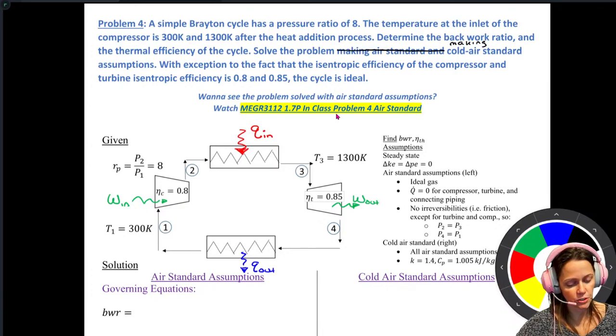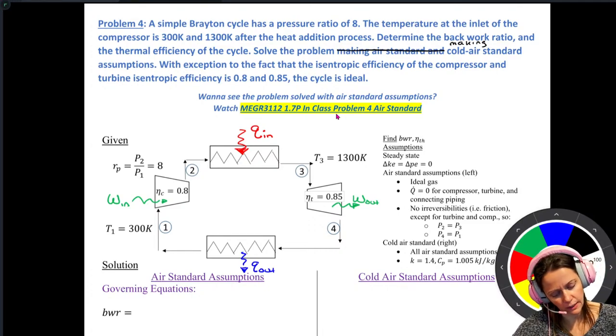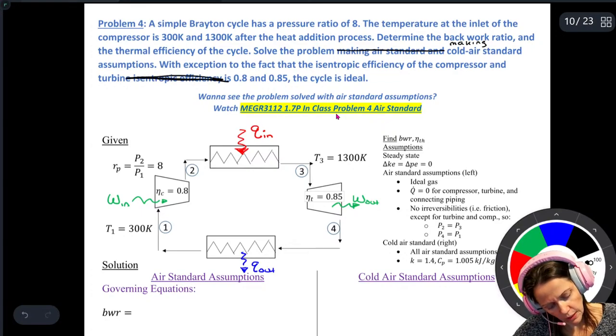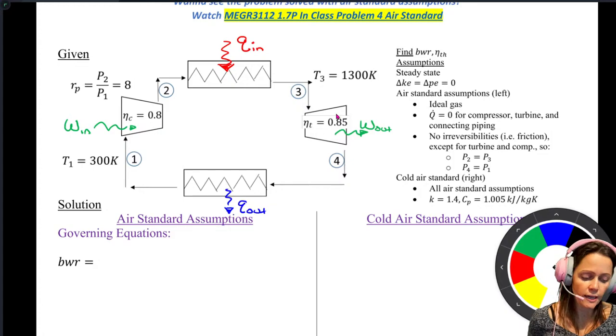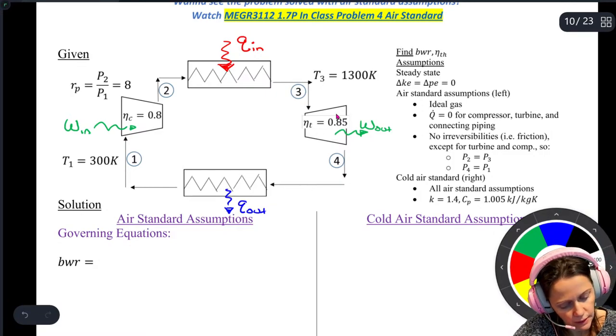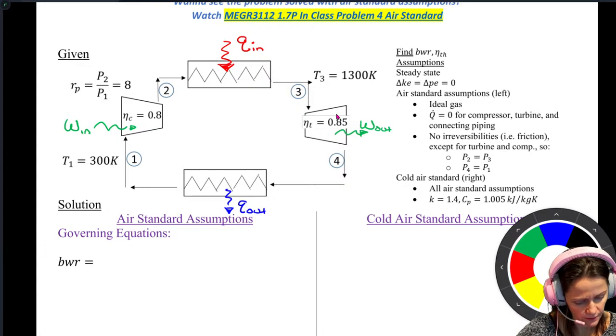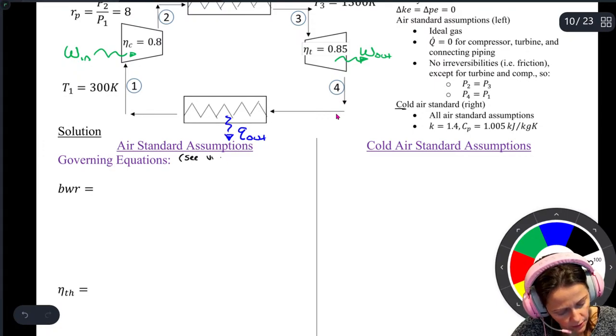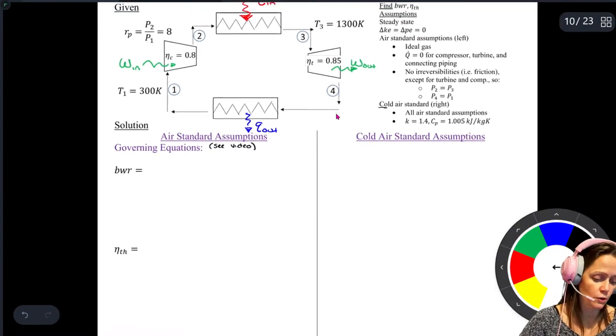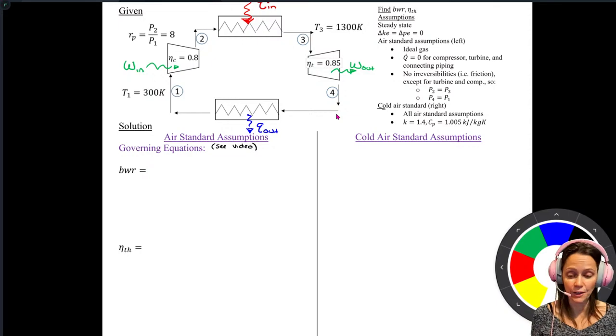All right, and it says, with the exception of the fact that the isentropic efficiency of the compressor and turbine is 0.8 and 0.85, really a little typo there, the cycle is ideal. So if I go over to my assumptions, there's some things I'm going to assume. Number one, steady state, kinetic and potential energy changes are negligible. And then cold air. Well, darn. All right, so I'll just solve it using cold air standard assumptions. And we'll solve cold air standard assumptions on the right-hand side, or at least as much as we can get through in the next 18 minutes.